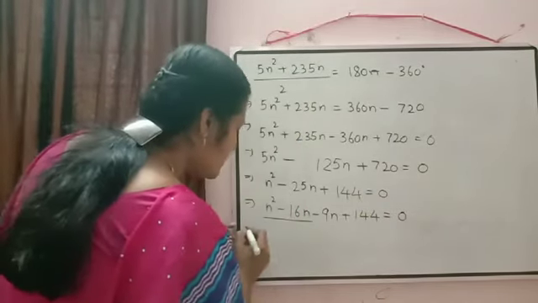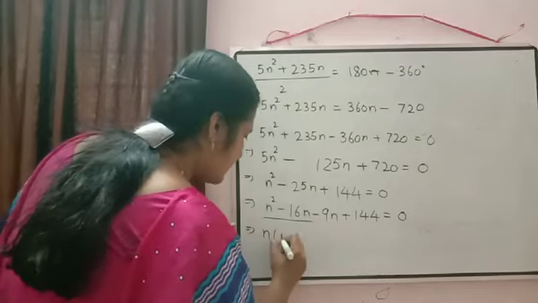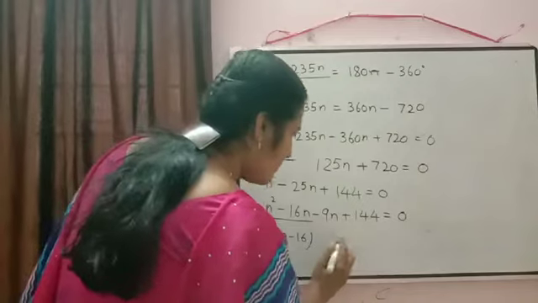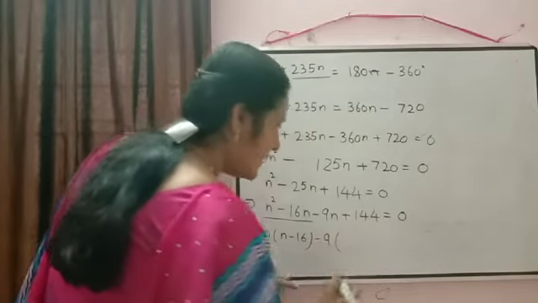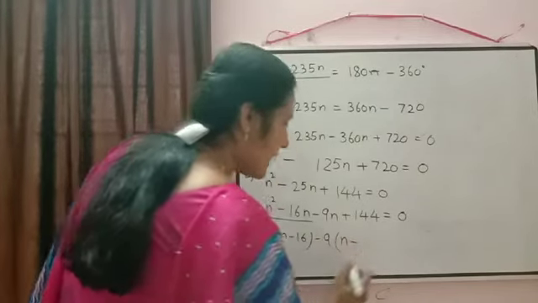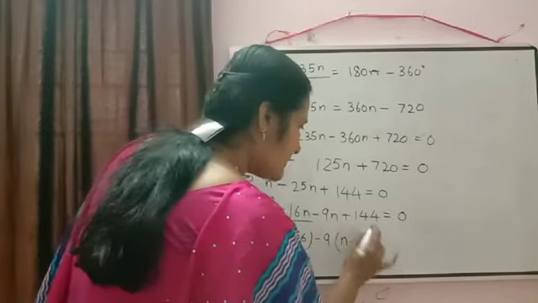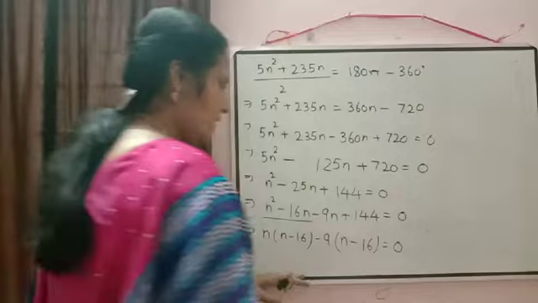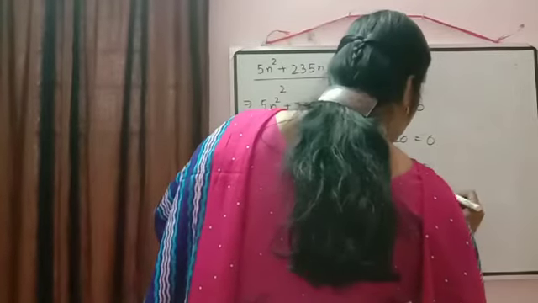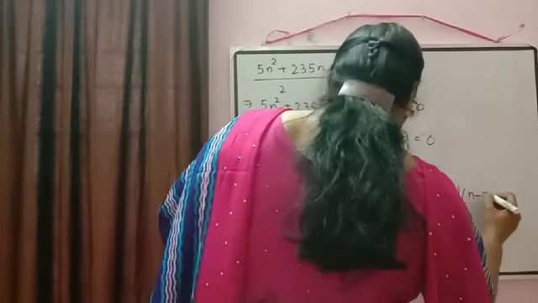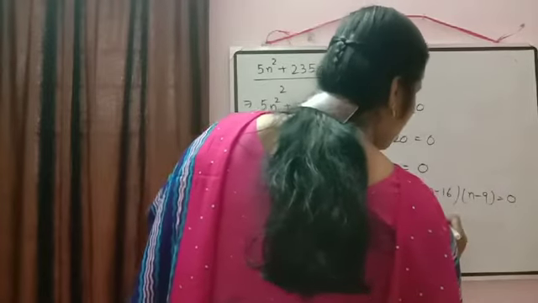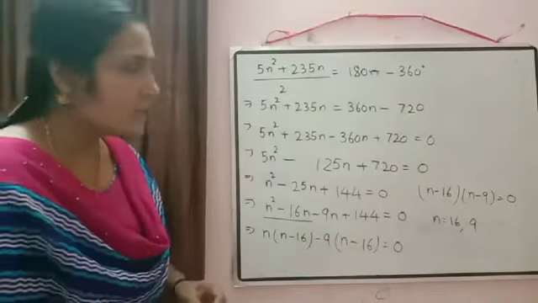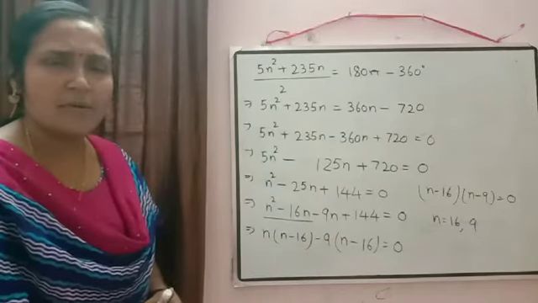Common factor in these two terms, n, taken outside. So inside the bracket, n minus 16. From here the common term will be minus 9. Inside the bracket, n minus 9: 1 nines are 9, 14 minus 9, 5. n minus 16 is equal to 0. So we are getting here (n minus 16) into (n minus 9) is equal to 0. So we are getting two sides for the polygon: n is equal to 16 and n is equal to 9.